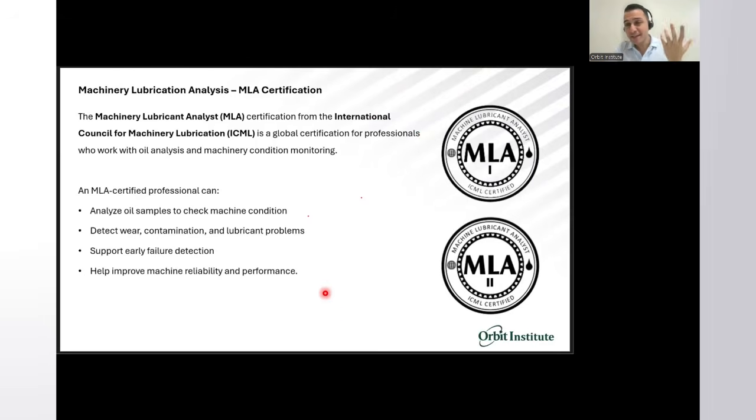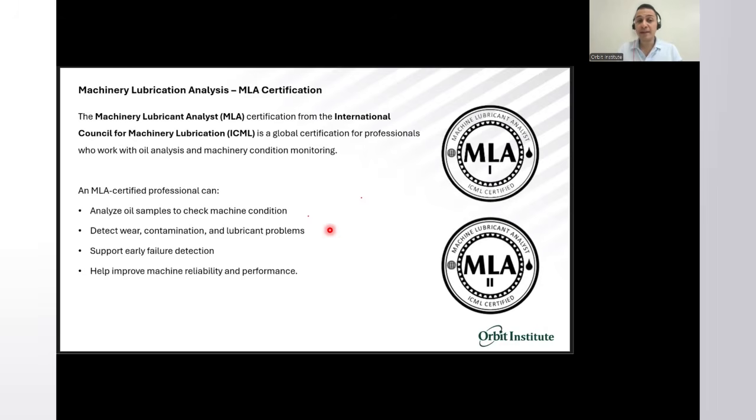So what can the MLA certified professional understand or bring to the table? He can understand the analysis of the oil samples, the oil sampling to check the machinery condition. After the training course, you will have a deep understanding of the oil analysis report and the interpretation of the oil analysis report you may receive. You can detect wear, contamination, and lubricant problems. All of this you will understand.